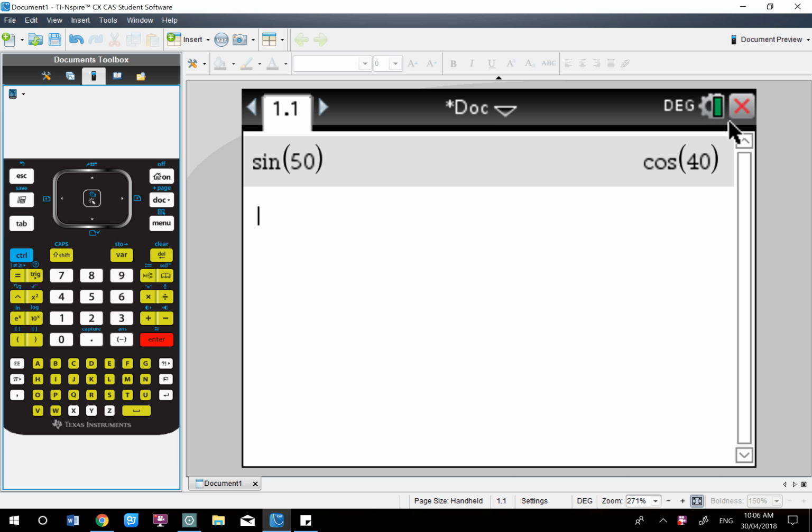That gives me this. If I just press enter, it will give me cosine 40, but it's not the ratio value. I can't see what the value approximately should be. So I will press Control and enter again.